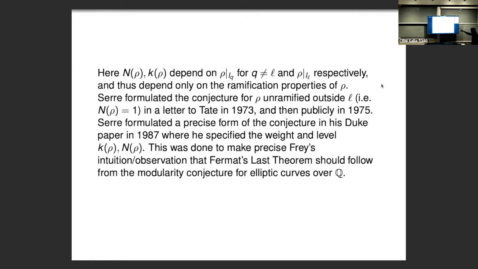Then, maybe this should be 1987, anyway, he formulated a more precise form of the conjecture where you really specify the modular data from which rho is supposed to arise, the optimal modular data. This was in a paper he wrote in the Duke journal, dedicated to Manin's 50th or 60th birthday, where he specified the optimal weight and level. The stimulus was to make precise the type of modular form from which this abstract representation should arise. He wanted to make Frey's intuition, that Fermat's last theorem should follow from the modularity conjecture, precise. He wanted to pin down the mechanism of how to deduce it.